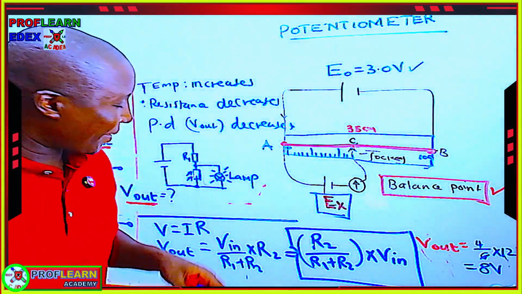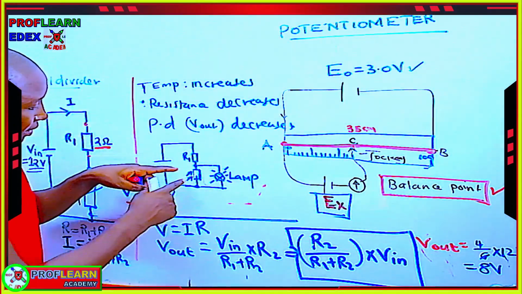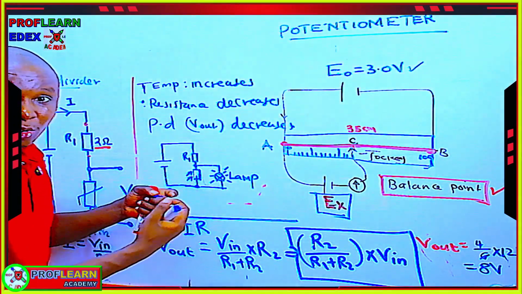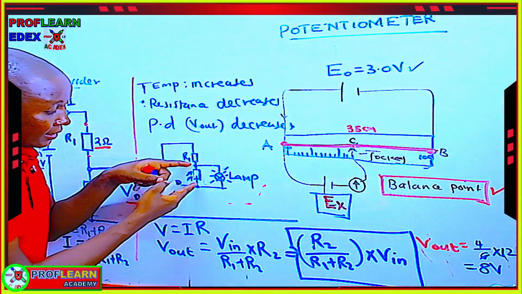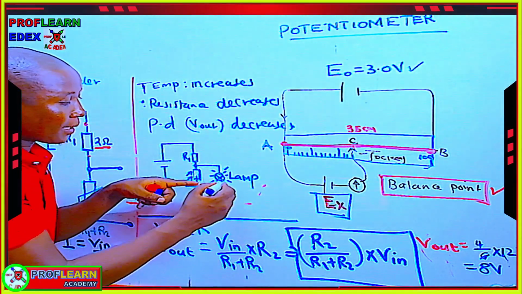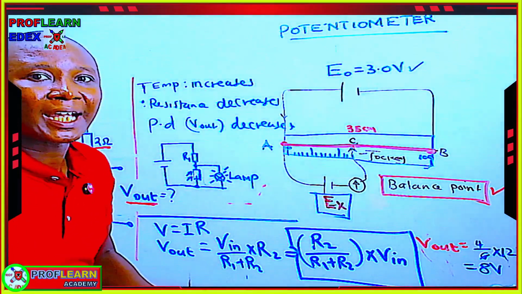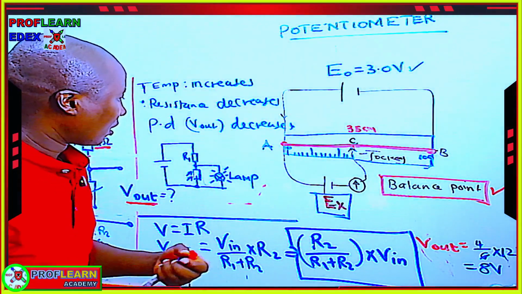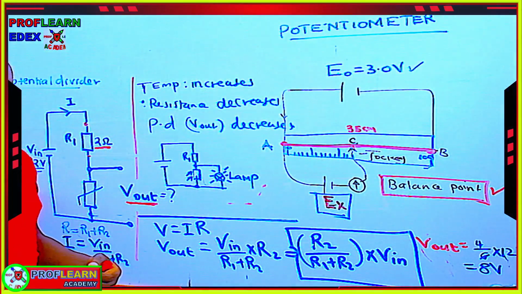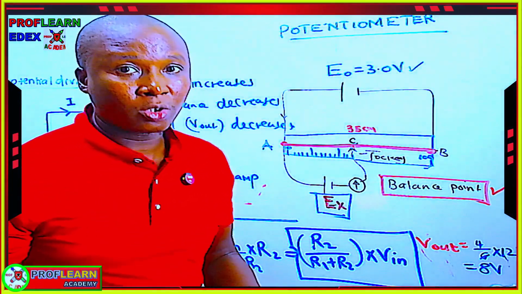But at night, what will happen? There will be very high resistance because it's dark. There will be very high resistance here, so there will be a larger PD across the lamp, and then it's going to turn on automatically without any person coming to control it.